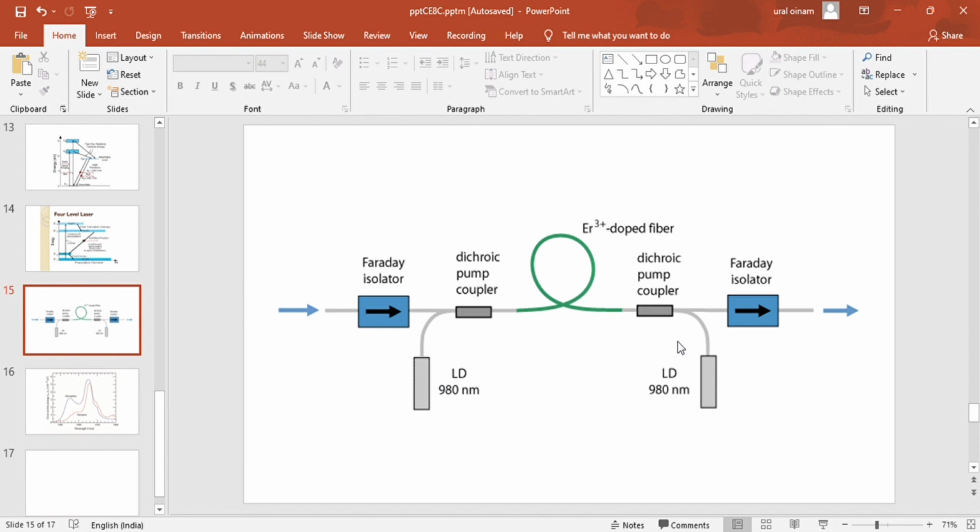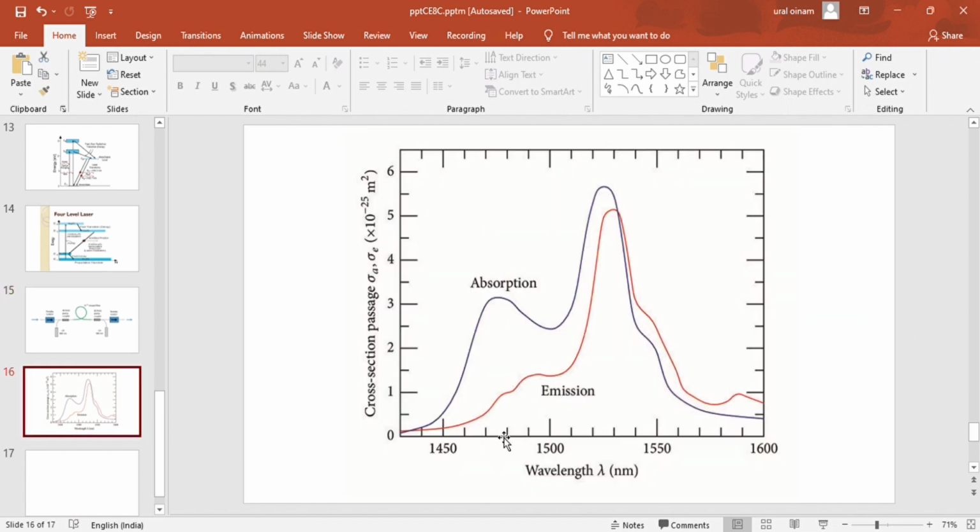And then here we have the absorption and the emission spectrum. So we can see that for the absorption spectrum, it is absorbing from 1550 nanometer to 1550 nanometer. And then for the emission, well, it does not emit around 1450 to 1500 nanometer, but it emits around 1530 to 1550 nanometer.